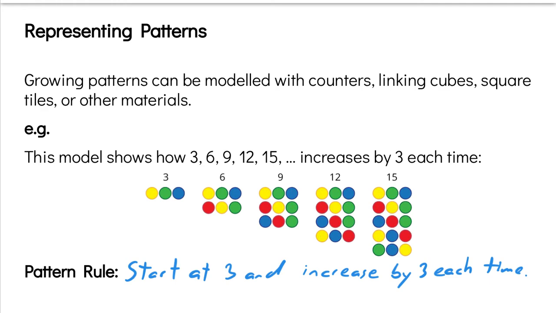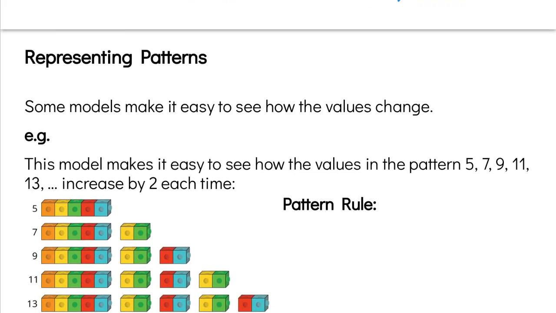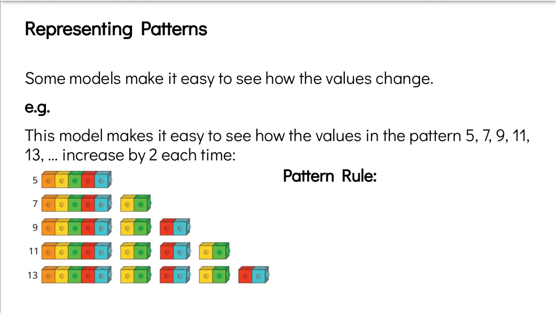Let's go and see what our last slide has to say. It says, representing patterns. Some models make it easy to see how the values change. For example, this model makes it easy to see how the values in the pattern 5, 7, 9, 11, 13, etc. increase by 2 each time. And I hope that we can see that because we start with a 5 and that 5 continues the whole way down the pattern. And all that's happening is each time we add another 2 of these linking cubes.